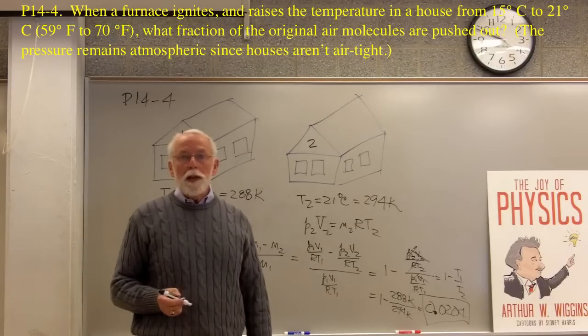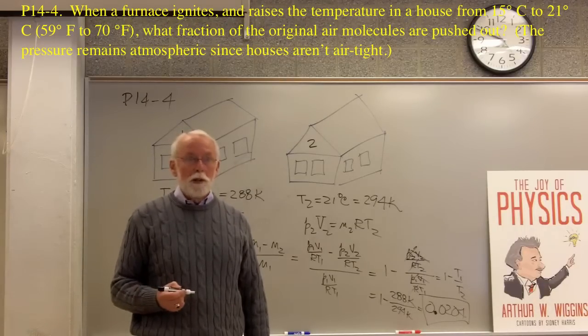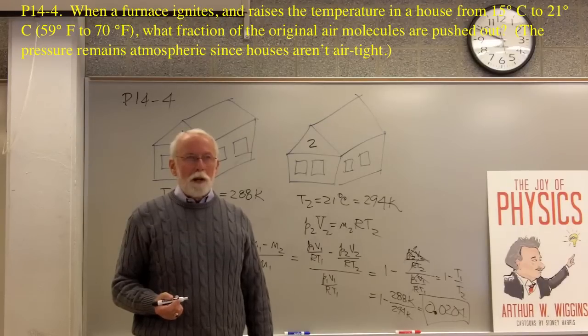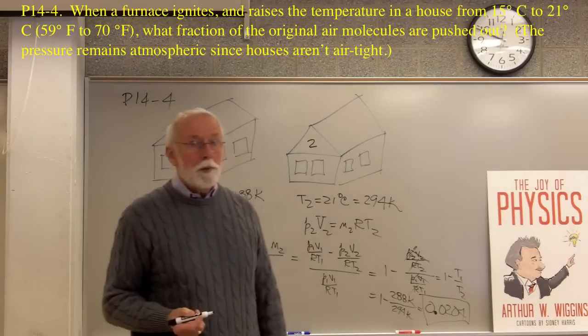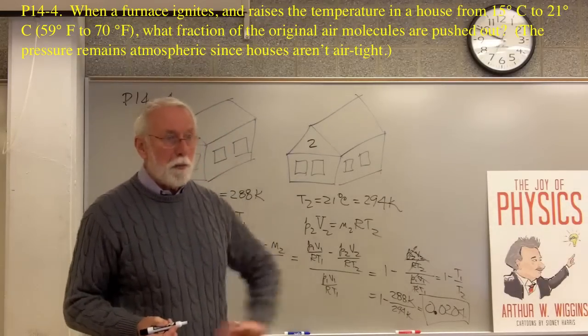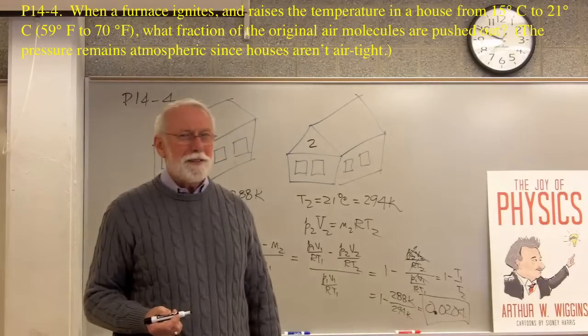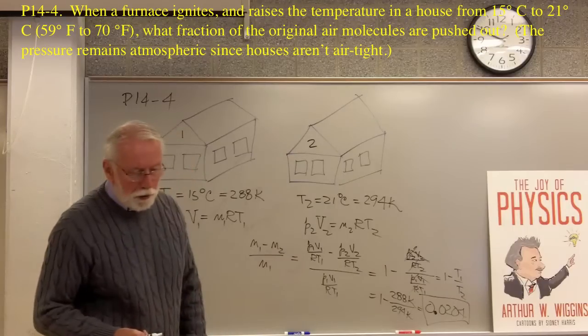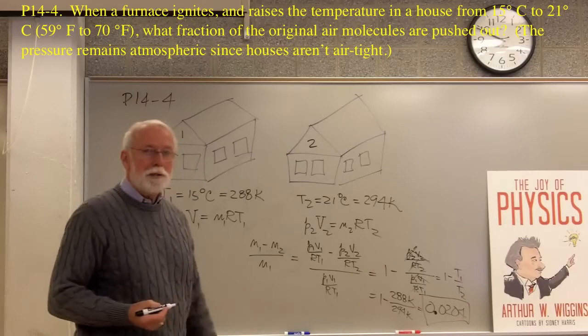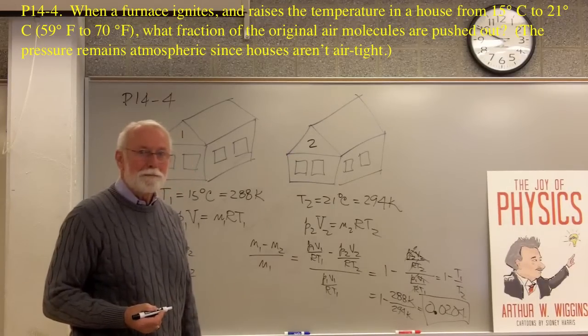Does it seem reasonable that 2% would be pushed out? 2% of the air molecules would be pushed out when a furnace goes on? That might not be too bad, but if we made a mathematical error saying 20% of the air got pushed out, you'd say, no, that's not going to work. 20% of the air is too much. So 0.0204, 2% of the air is pushed out. That seems like it passes the test of reasonability. Okay.